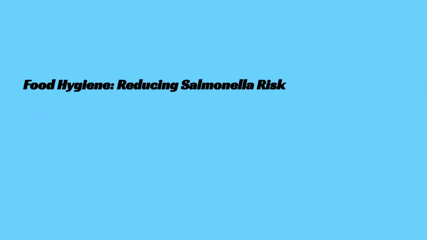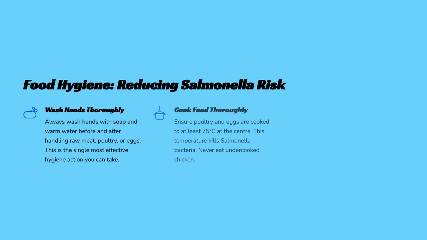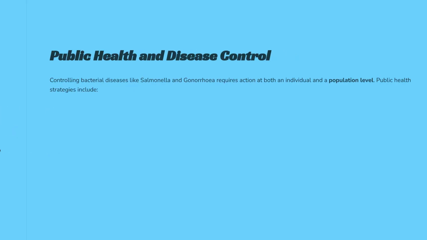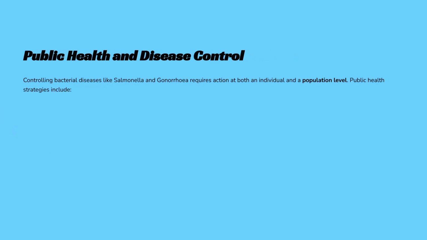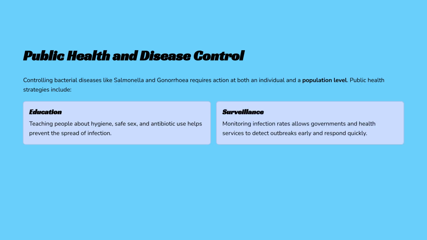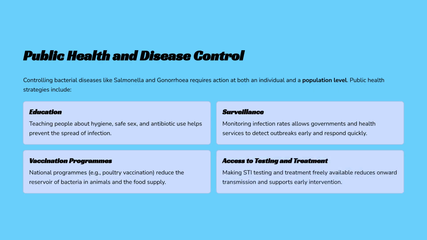To prevent Salmonella, focus on 3 hygiene pillars. Wash your hands thoroughly after handling raw food, cook poultry and eggs to at least 75 degrees Celsius, and prevent cross-contamination by using separate chopping boards. Public health strategies are essential. Education about safe sex and hygiene, surveillance to detect outbreaks, widespread vaccination programs, and ensuring free access to testing and treatment all work together to control the spread of bacterial diseases.